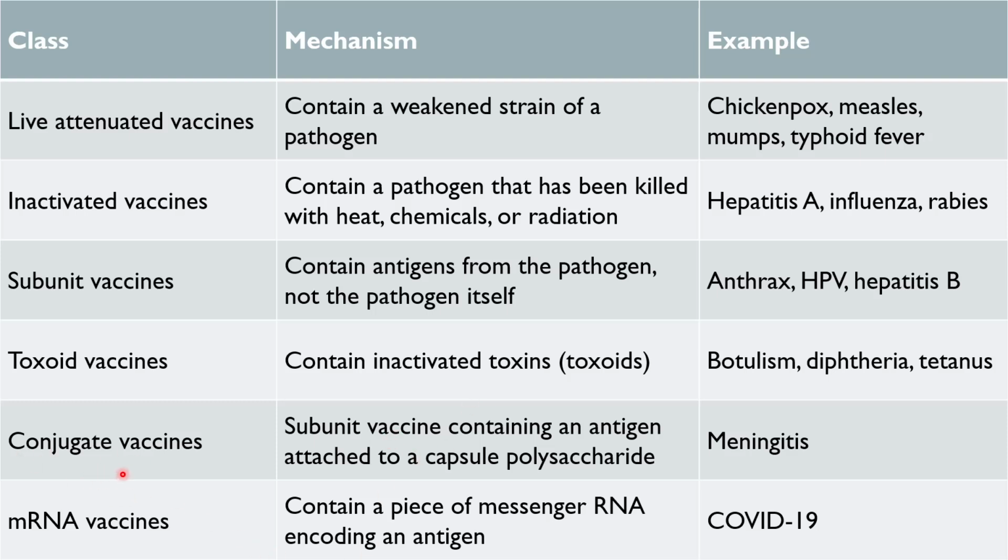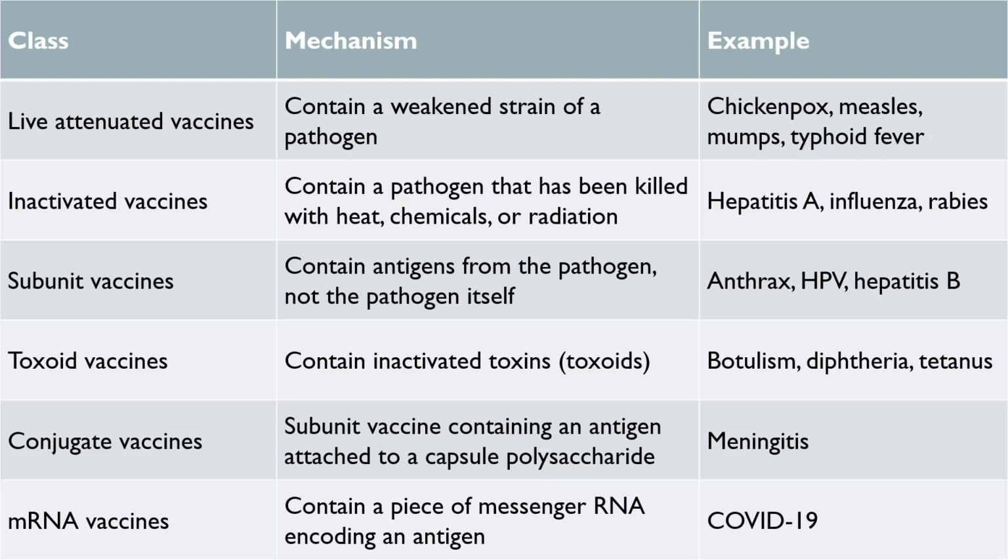Conjugate vaccines are a special type of subunit vaccine which contains an antigen that has been attached to, or conjugated to, in other words, a capsule polysaccharide. The purpose of this conjugation is to increase the immune responsiveness to that antigen. Conjugate vaccines were developed because sometimes in children under a certain age, they do not mount a strong enough immune response to a subunit vaccine by itself.